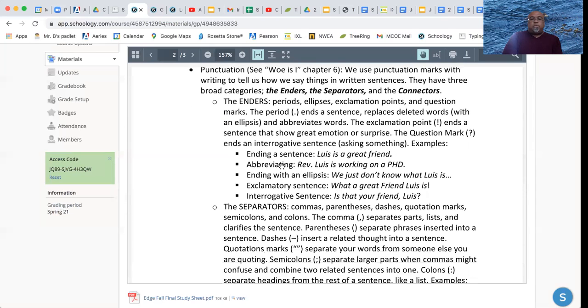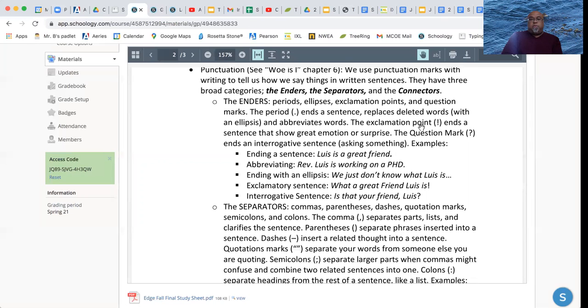Let me go over how the enders work. The enders are the periods, ellipses, exclamation points, and question marks. The period ends a sentence and replaces deleted words with an ellipsis. Or basically, if a sentence is unfinished, you just put 3 periods to show that it's continuing on. That's called an ellipsis. Period also abbreviates words.